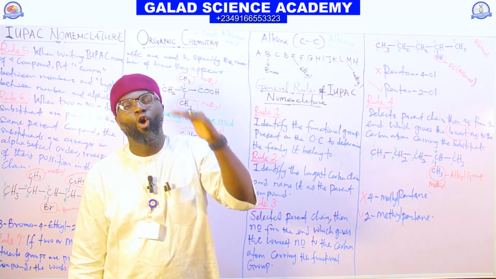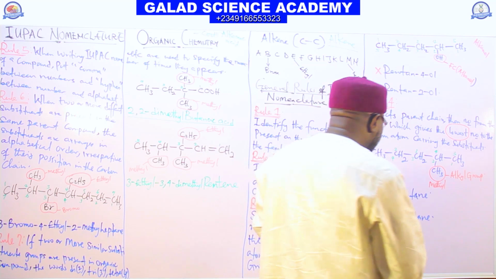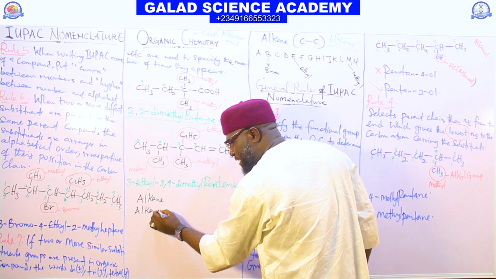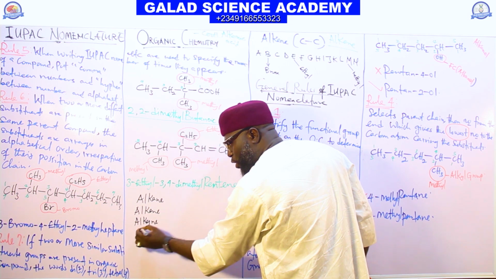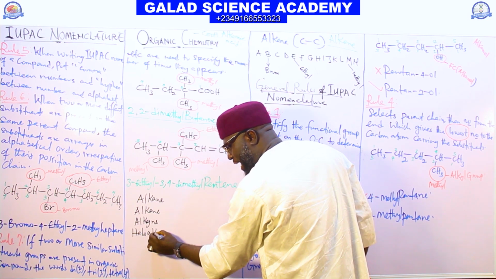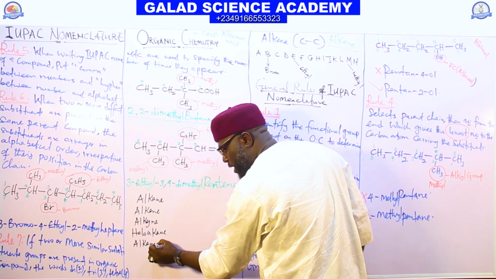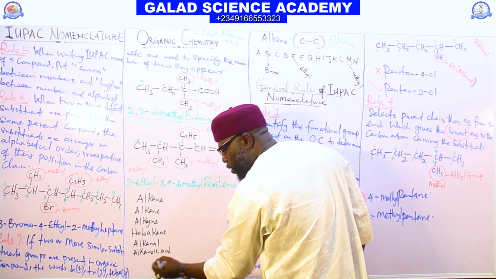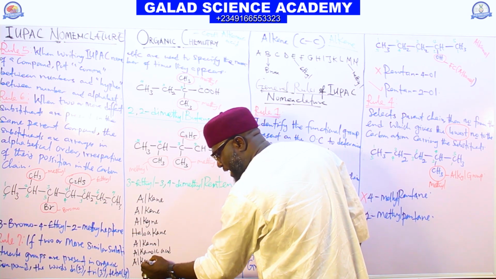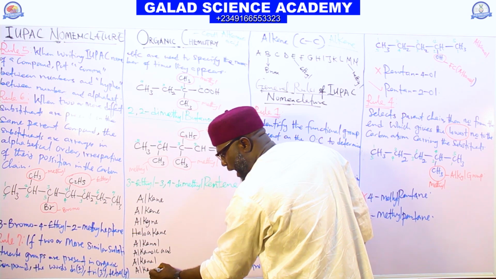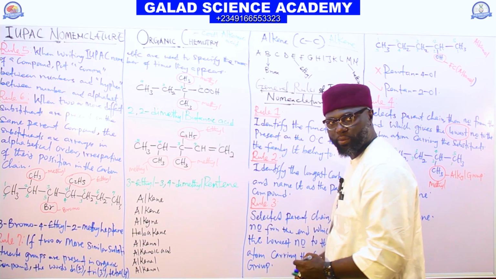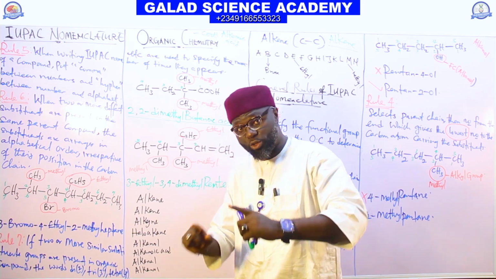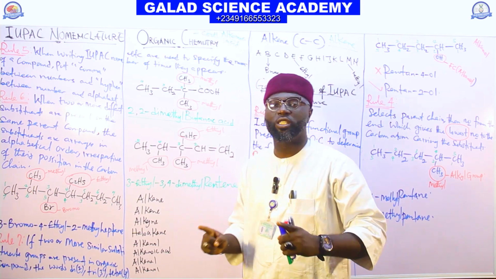I will start from alkane, followed by alkene, followed by alkyne, followed by alkanoic acid, followed by aldehyde and ketone, which is alkanal and alkanone, and alkanol, then aromatic compounds. So we are going to treat the nomenclature of all the organic compounds we have, one after the other. If you can survive that, you will have no problem again with nomenclature.